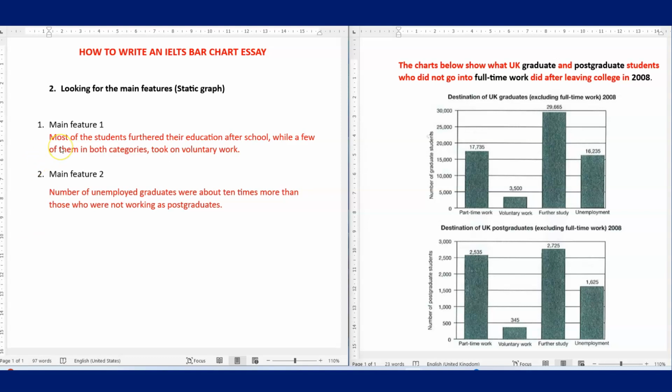So you can see from here, I just merged the two together. Most of the students furthered their education after school, while a few of them in both categories took on voluntary work. The number of unemployed graduates was far more than those who were not working as postgraduates. So we can use these two to write a very good essay. So let's start with the introduction.